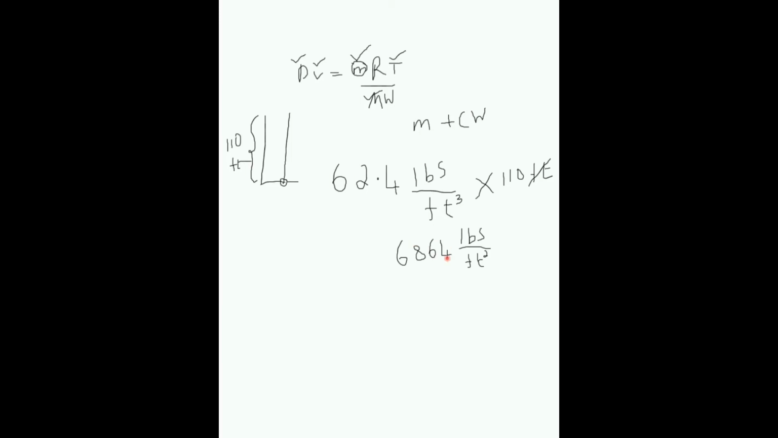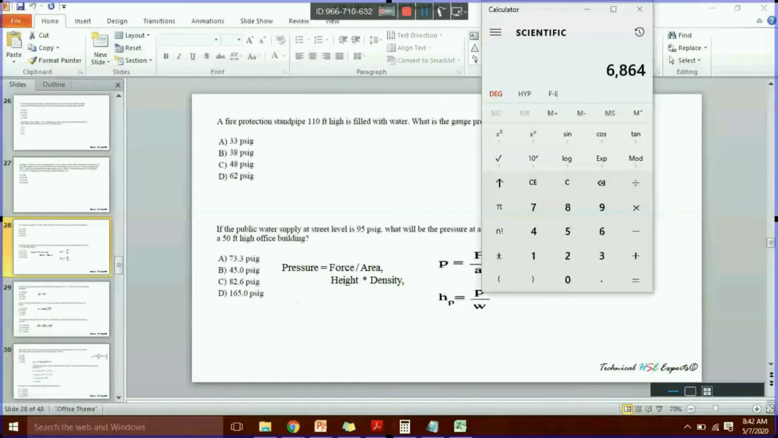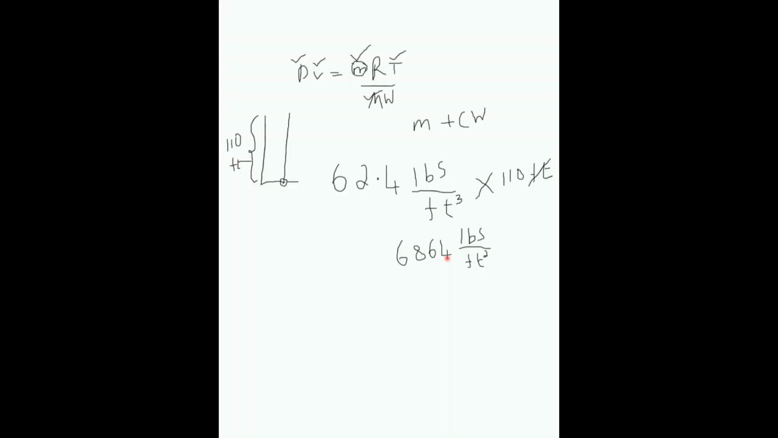I need to end up with PSI because my options are in PSI. PSI means pounds per inch square. But I am having pounds per feet square. So I will convert this feet into inch. 1 feet is equal to 12 inches. So what will be feet square? So square both the values.